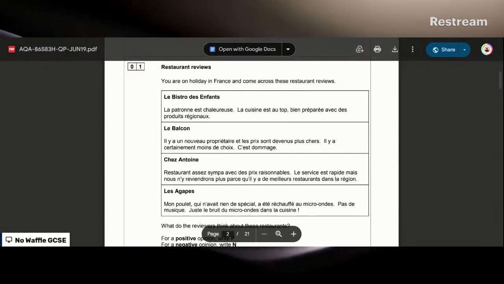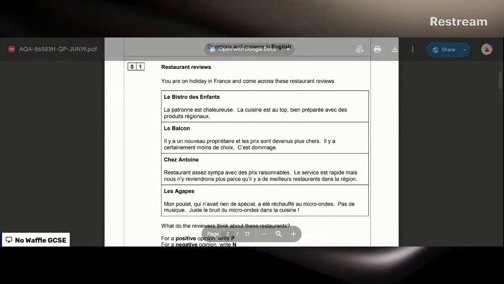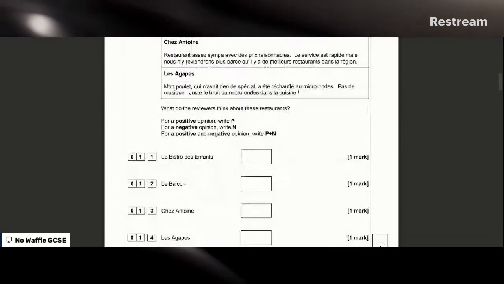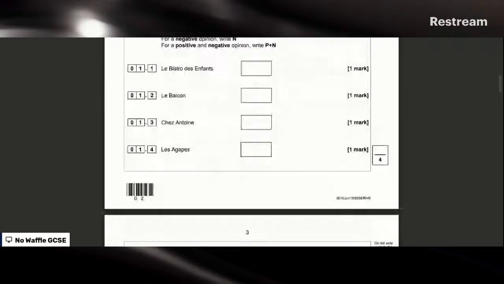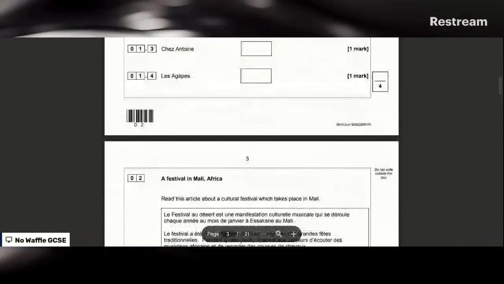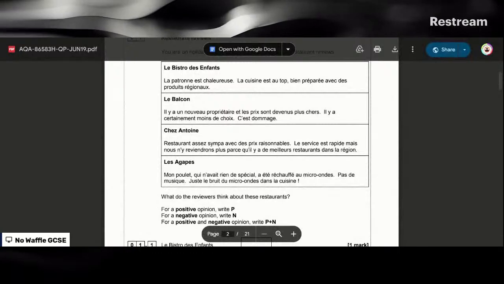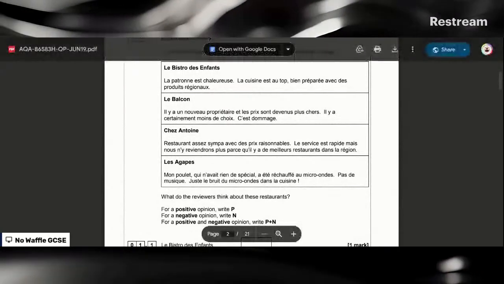Yeah, this is AQA. Okay, you're on holiday in France and come across these restaurant reviews. What do the reviewers think about the restaurant? So you've got positive, negative, or positive and negative. So if you can answer for each of them, and then we'll go through.